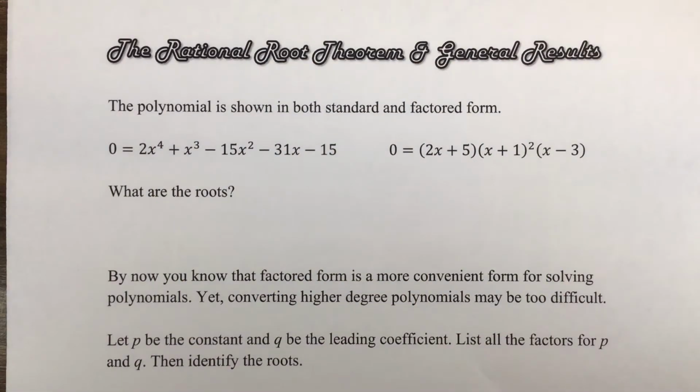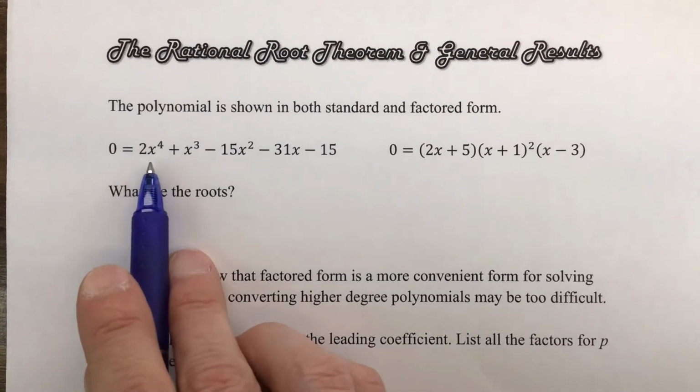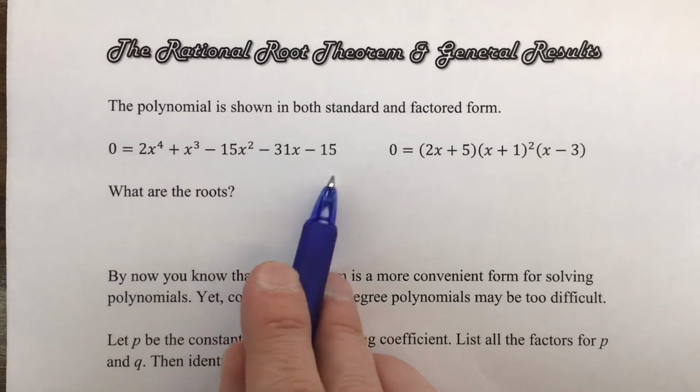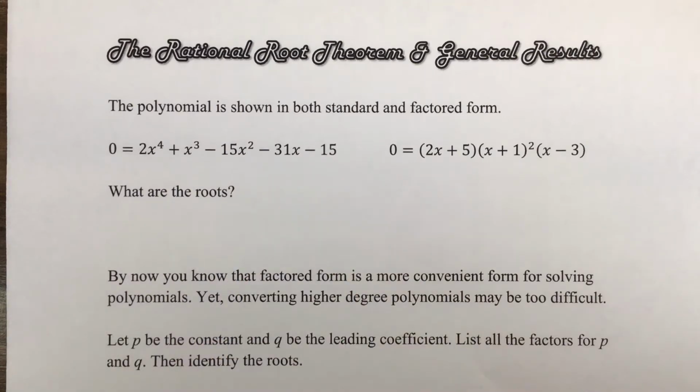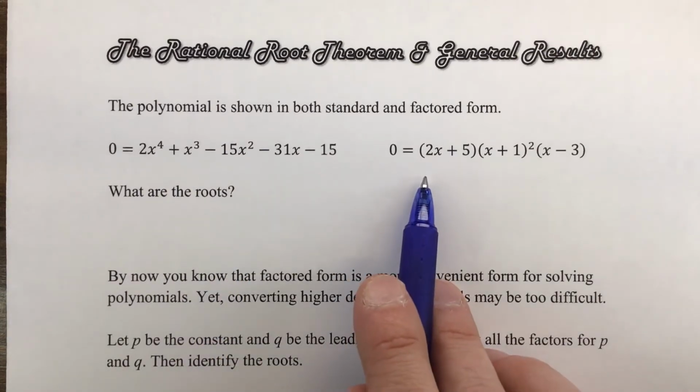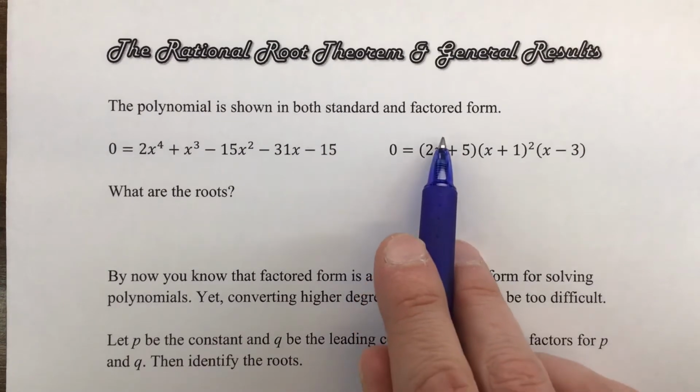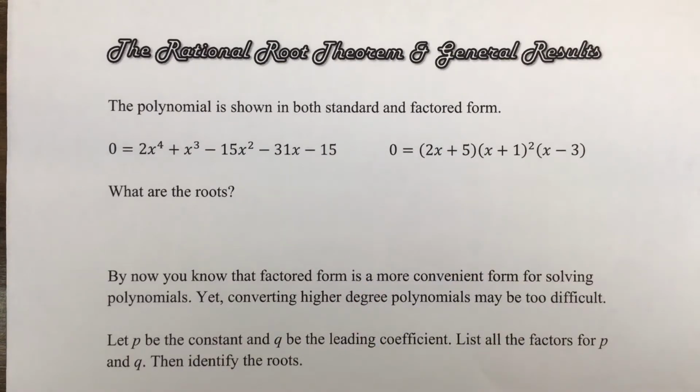In this video, I'm going to cover several different things, but what we're going to begin with is what is called the rational root theorem. To begin with, what I have here is a higher degree polynomial set equal to 0. Okay, 2x to the fourth power with all these other terms that follow behind it. Next to that, I actually have the same polynomial, but in factored form. Okay, still set equal to 0.